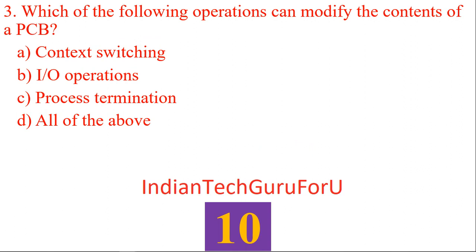3. Which of the following operations can modify the contents of a PCB? A. Context switching. B. I/O operations. C. Process termination. D. All of the above. Your time starts now.